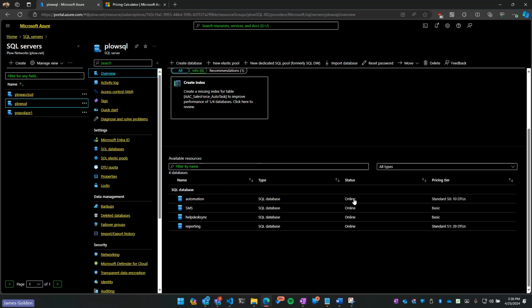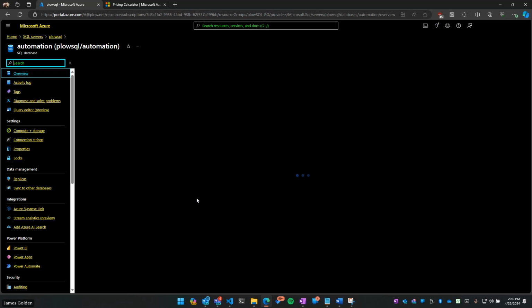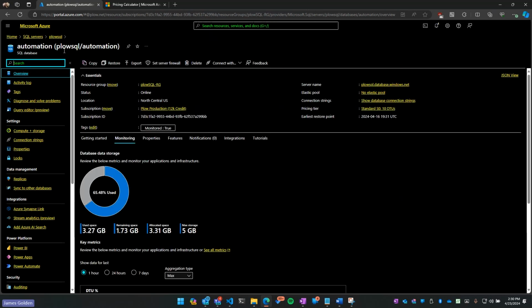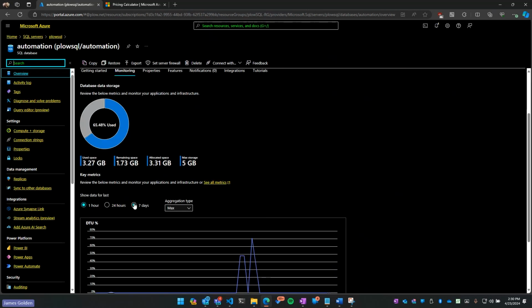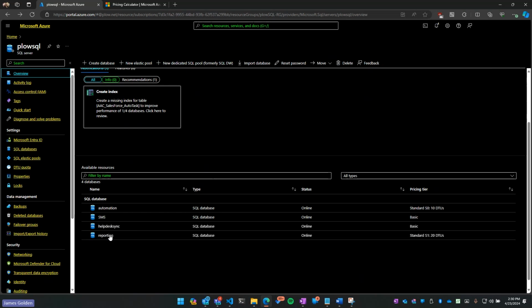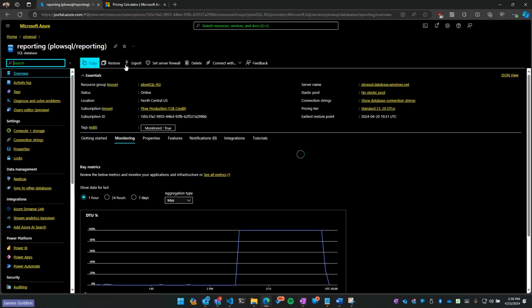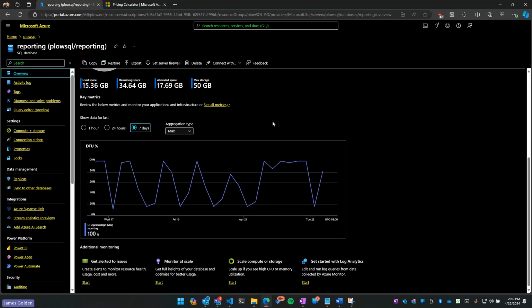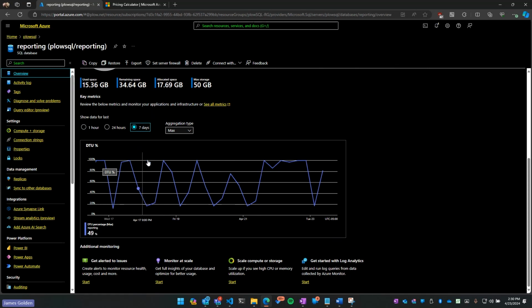You're able to go into each one of these databases and determine if it's the right size. For example, in this automation database, we can see in the last 7 days we're fluctuating about 40 to 60%, hitting it every once in a while. That one may be able to get knocked down, versus the reporting one, where when I flip that to 7 days, we're hitting our 100% DTU limit repeatedly, more than likely every time we do our massive ingestions. This would be a good example of one you would not want to turn down, because you're already at the limit multiple times throughout the day.